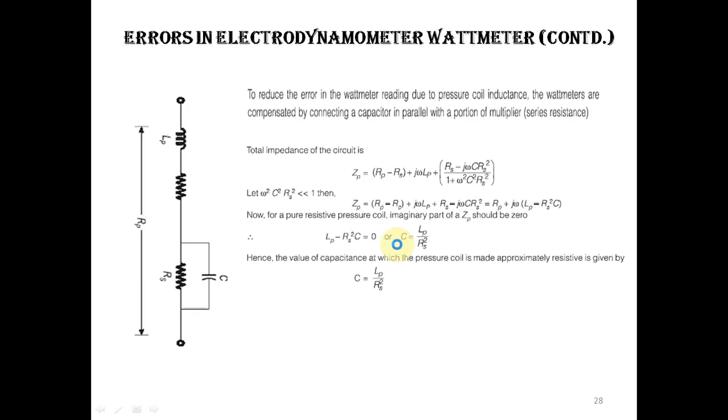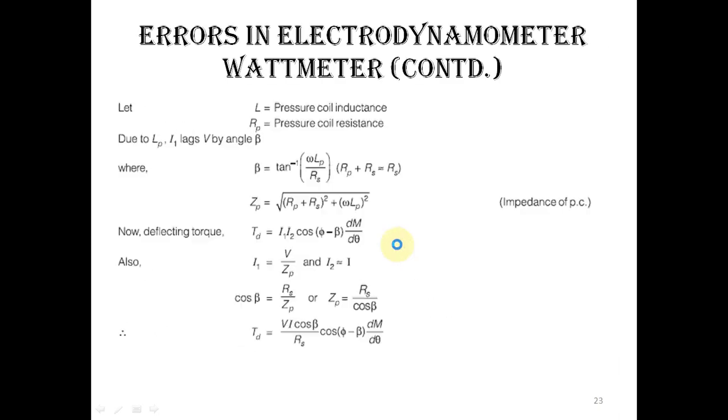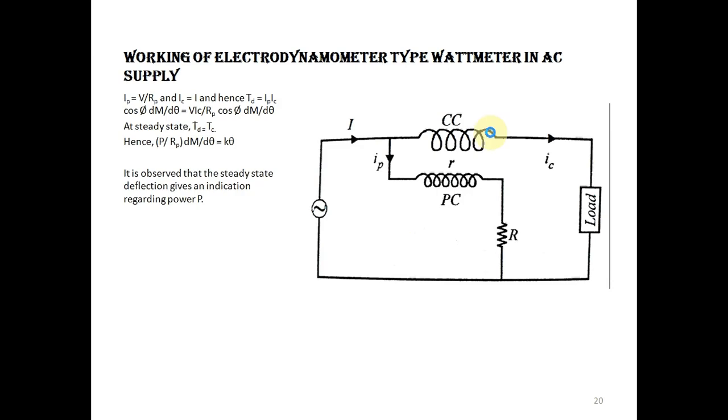Before that, just go to the diagram here. What is the actual current carried? I_C. But actually the current being taken from the supply is I. So instead of I, we are getting I_C, and this I_P is getting subtracted from this I. So that's why the error is involved. Instead, if your connection was here, then the voltage would have been something different.